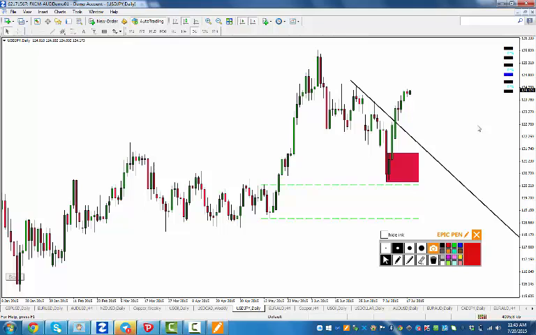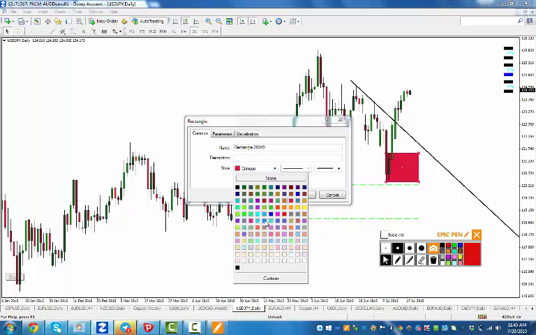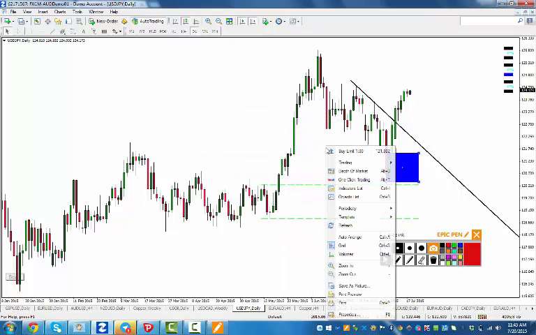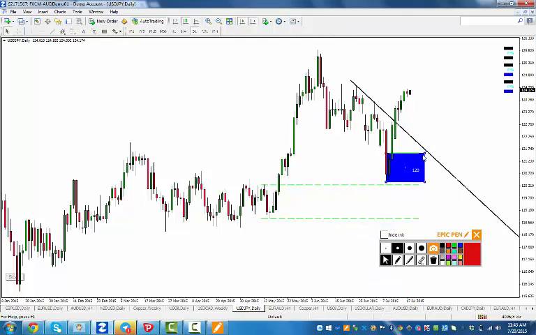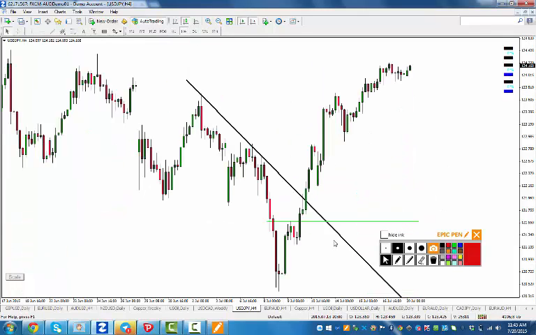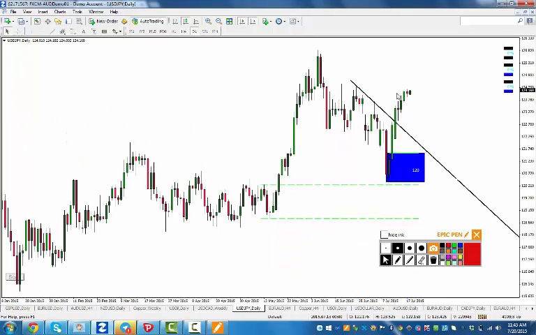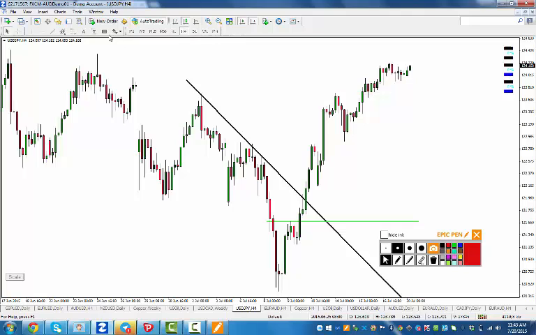We see the ERC, this one, the ERC, this one. So the base of the ERC should be this. Okay, that should be the base of the ERC. So if the price drops down here, buy. Okay, that's dollar yen. That's all.